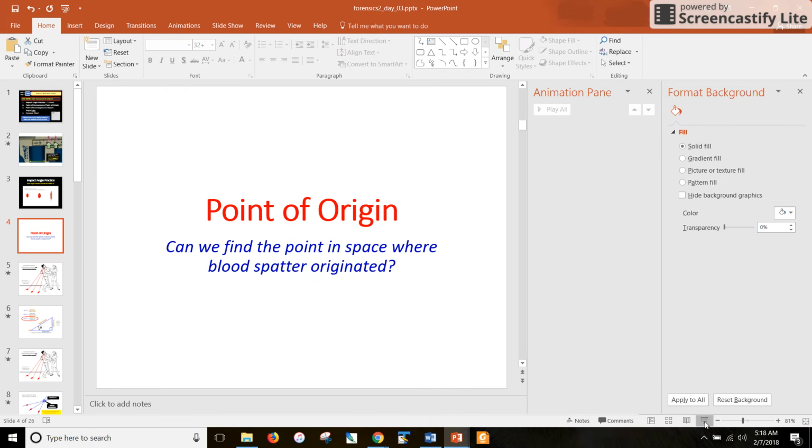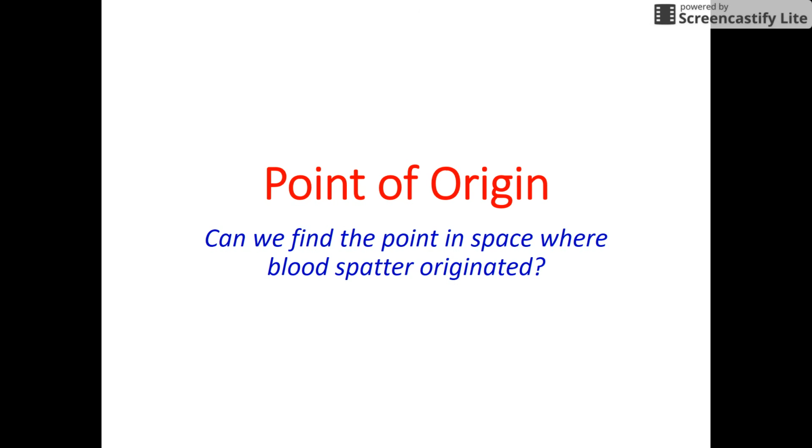I am going to take you through the idea of point of origin. The question is, can we figure out or find the point in space where blood spatter originated, the place in a room where blood spatter originated? And of course the answer is going to be yes, or you wouldn't be watching this. So this is point of origin.